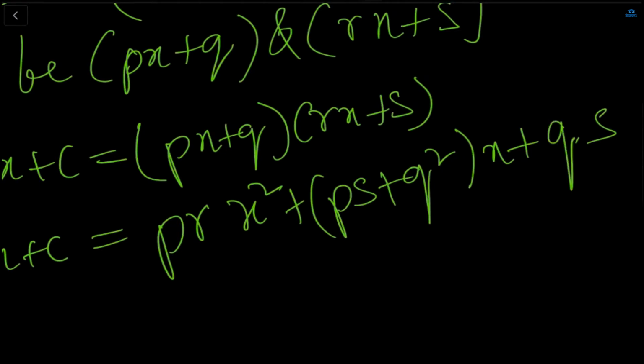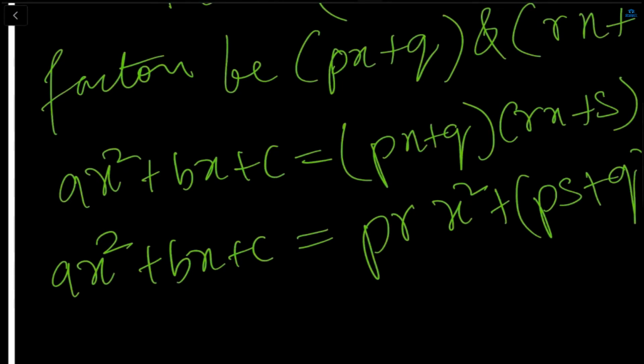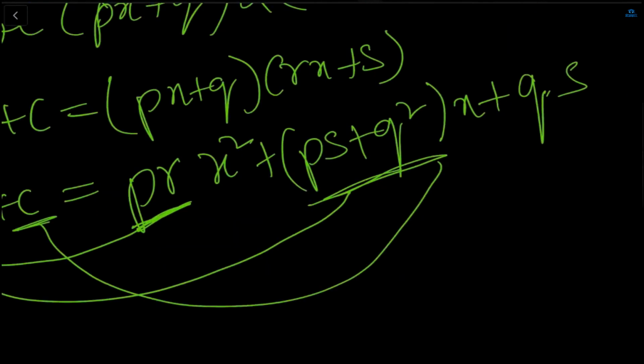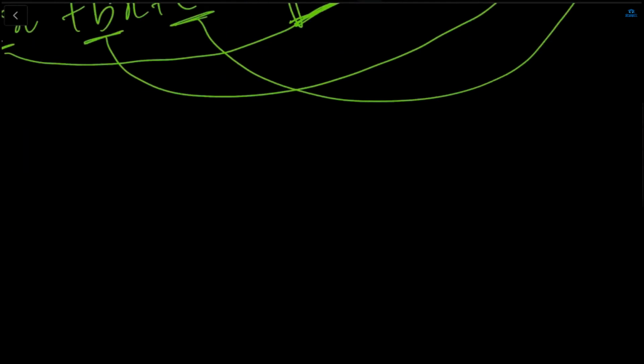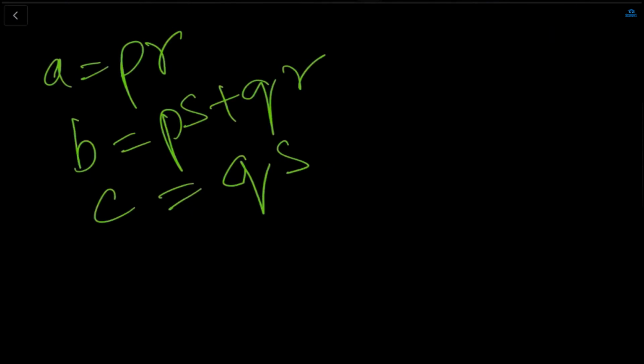Now, if you compare the coefficients, the x square coefficient a will be equal to pr, b will be equal to ps plus qr, and c will be equal to qs. By comparing the coefficients, we got these values.